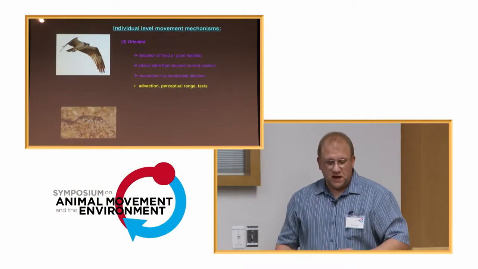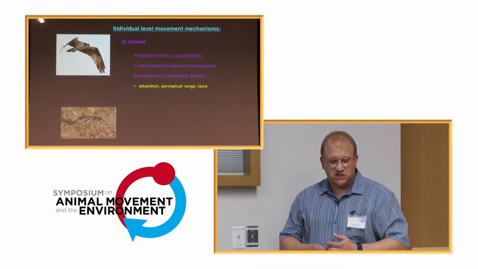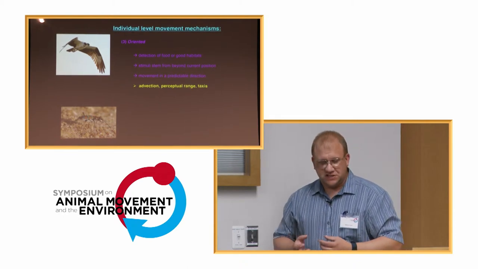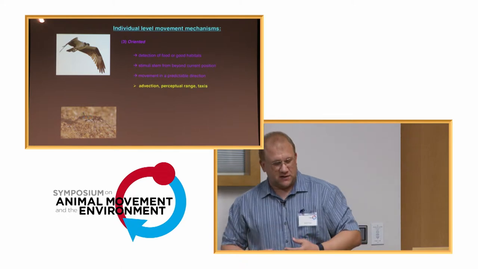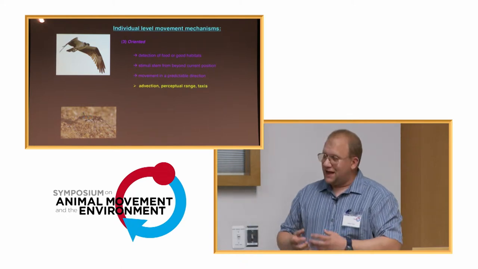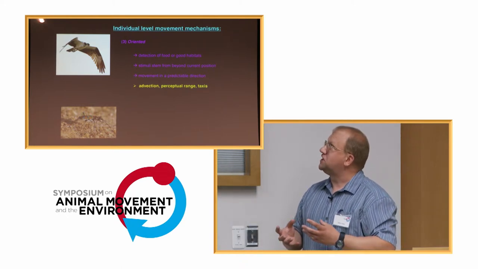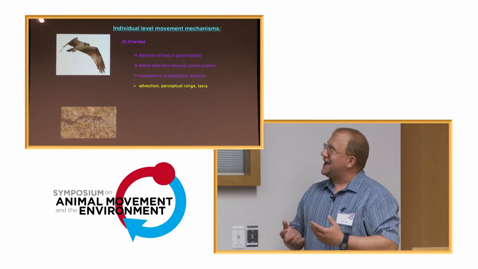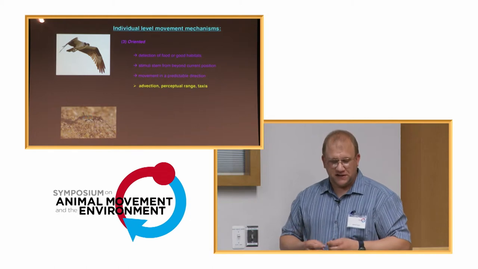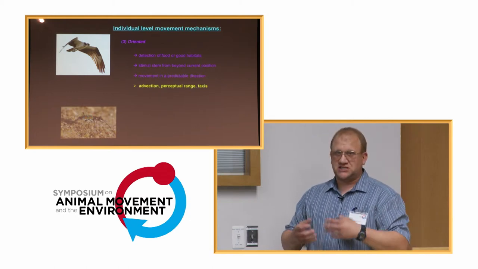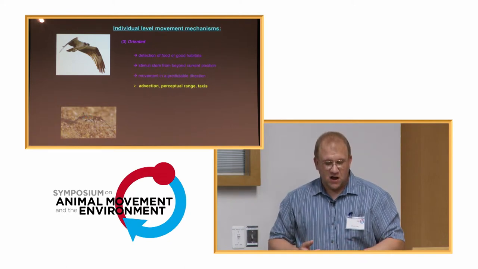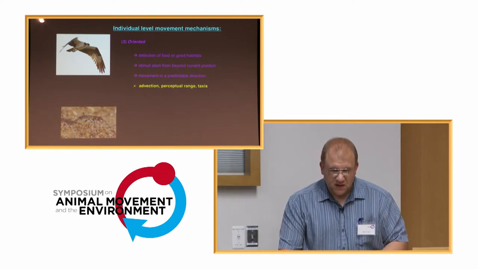All right, so there's oriented movement in the middle where there's some detection of food or good habitats. The stimuli informing the animal's decision to move are coming from outside, away from its current position. That translates into movement in a predictable direction. So depending upon what kind of literature you're reading, the terms that correspond to this are advection or perceptual range or taxis. There are some other terms that fit in this category of oriented movement.